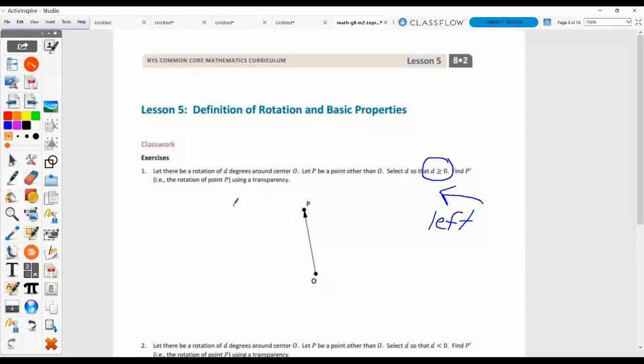So it doesn't tell us what degree. It just says any degree greater than 0. So we need to go ahead and line up our point O on our transparency, put point P on our transparency, and then we are going to rotate it to the left and create our new point. So wherever that P landed, however far you went.